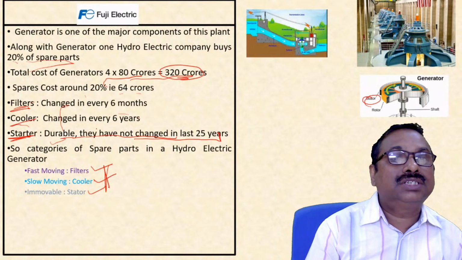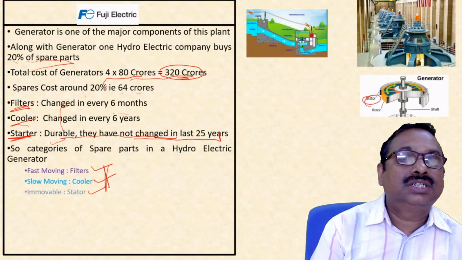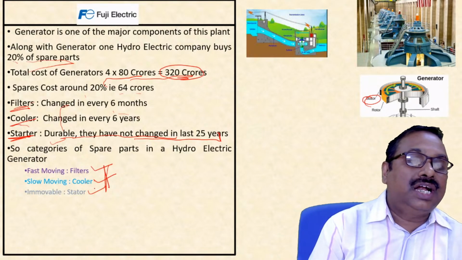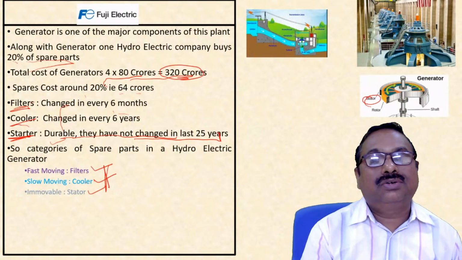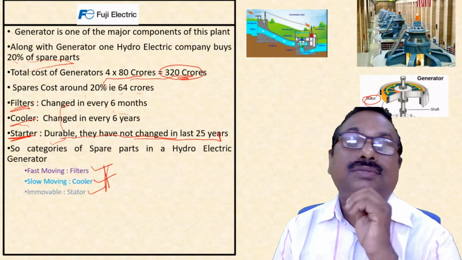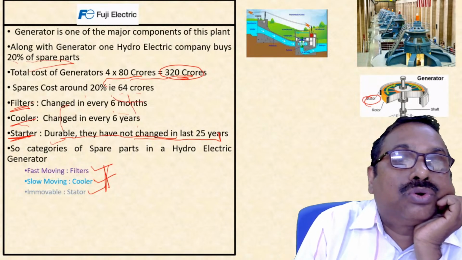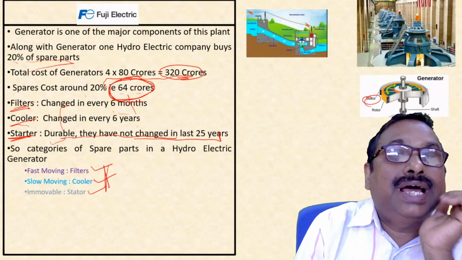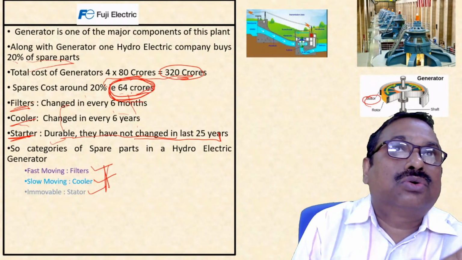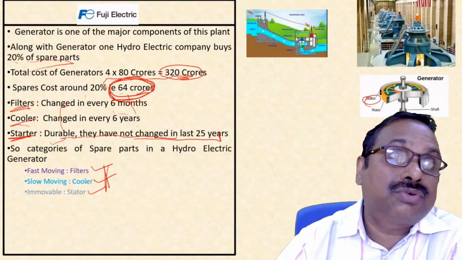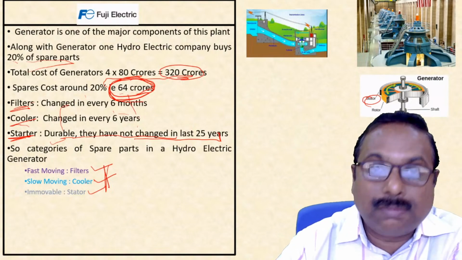So filters they change every 6 months, the cooler every 6 years, and for non-moving it depends. It's a durable product. So that means we are managing 64 crores of spare parts, right? How will we manage this 64 crores? This is our spare parts management. And 64 crores is not a small amount.